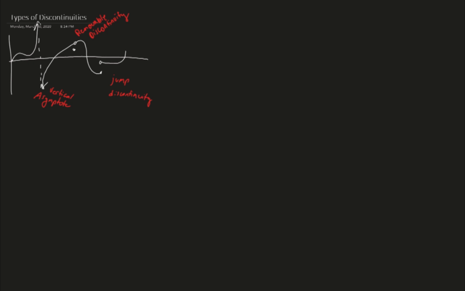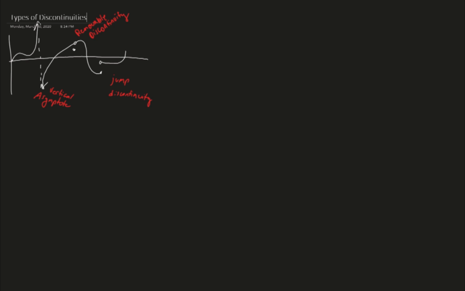Oftentimes we'll see the jump discontinuity in the form of a step function, which is something like this, where we have pieces that just step upward, kind of like a little ladder or a staircase. That's something we'd see with the floor function, the floor of x, which just means rounding down all the time, and also the ceiling function, which means rounding up all the time. That'll cause jumps like that as well. But we don't have to worry about those functions. Those are not going to really appear in calculus.